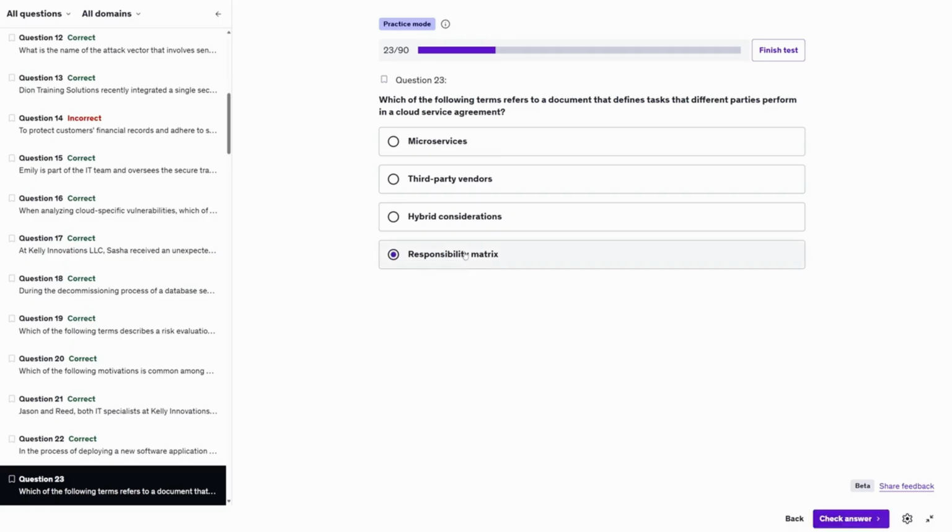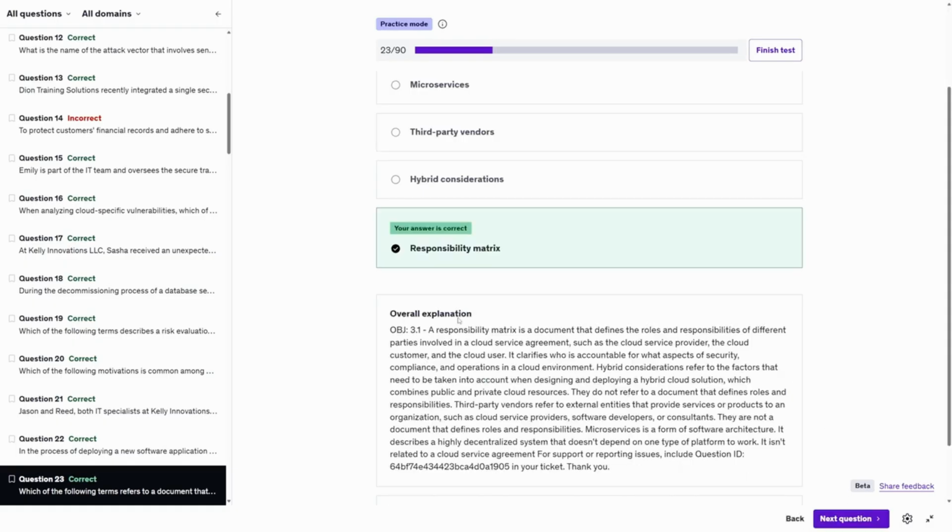This one here is the responsibility matrix. A responsibility matrix is a document that defines the roles and responsibilities of different parties involved in a cloud service agreement, such as the cloud service provider, the cloud customer, and the cloud user. It clarifies who is accountable for what aspect of security, compliance, and operations in a cloud environment. I'll leave up the rest of the answer here for a few extra seconds.